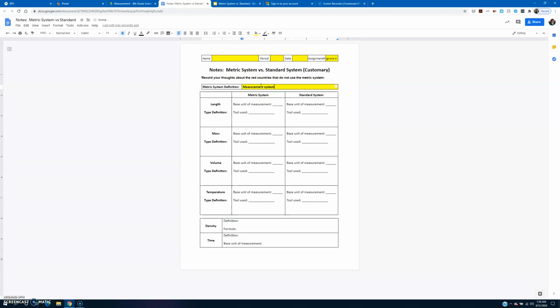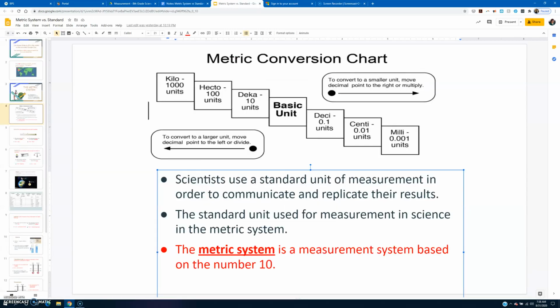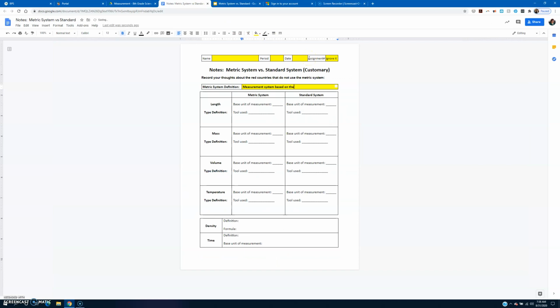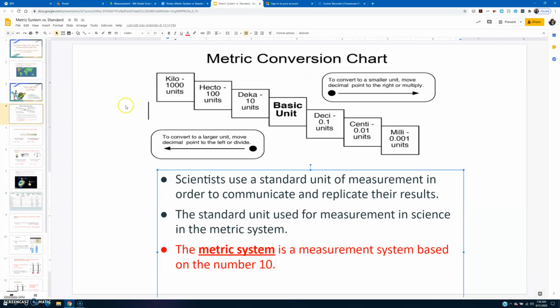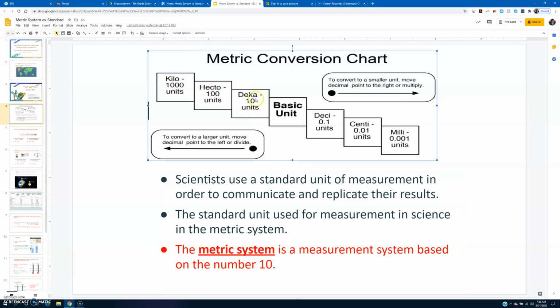Measurement system based on the number 10. Okay. So what we're noticing is that every time I go up in the metric system, I add a 0, and every time I go down, I subtract a 0, and I realize, yes, there's a 0 that's added here. What we're looking at is the fact that it's getting smaller and smaller.